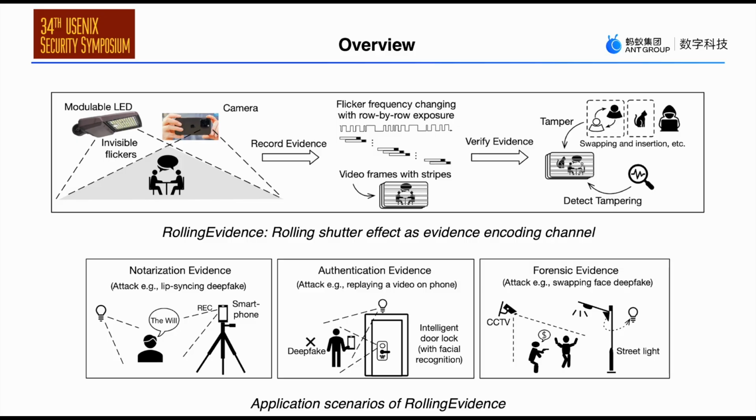We use a modulated LED to produce flickering at frequencies unseen by the human eye, which combined with the camera's row-by-row exposure, forms unique strip patterns in frames. During verification, custom deep neural networks extract these strips, decode probes, and detect tampered frames using exponential-min sampling. Our prototype, backed by rigorous experiments, proves its utility in notarization, authentication, and forensics.